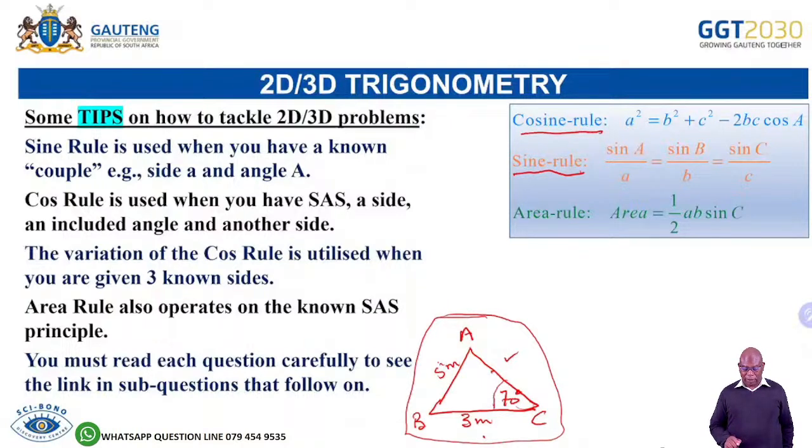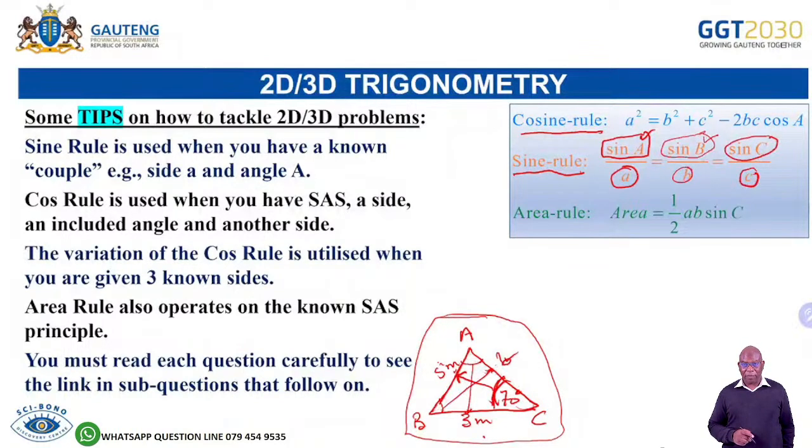Now the sine rule states that the sine of A, which is the sine of an angle, over the side. So the side will be the opposite of that angle. So if this is 70, its side will be 5 meters. Now, it's equal to the sine of B, which is an angle, over its opposite side, which is B. So the B will be that side. It's equal to the sine of C over C. So the sine of A over A, and the sine of B over B, and the sine of C over C.